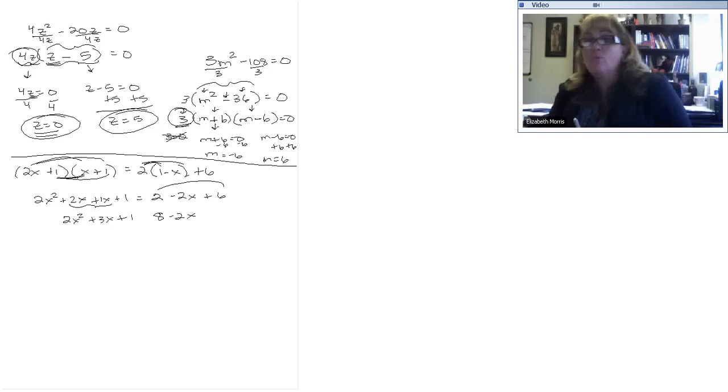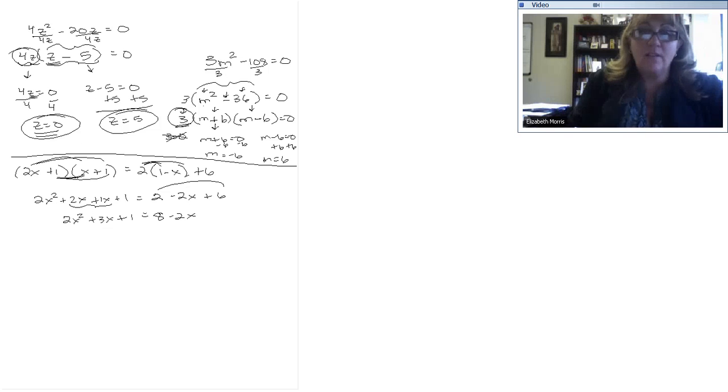Now I can move everything on one side, 0 on the other. So I'm going to move the 8 over, and I'm going to move the 2x over, so that I get 2x squared plus 5x minus 7 equals 0. Now I need to factor. Well, this is not the easy kind. So when you multiply 2 times 7, you get 14, which is 1 and 14, or 2 and 7. Which one of those subtract to give you 5? 2 and 7. So we're going to rewrite this.